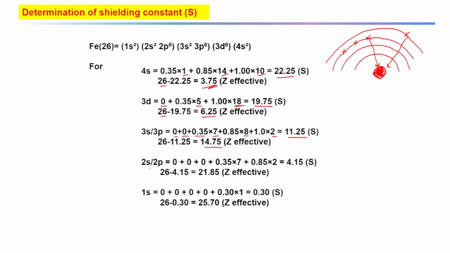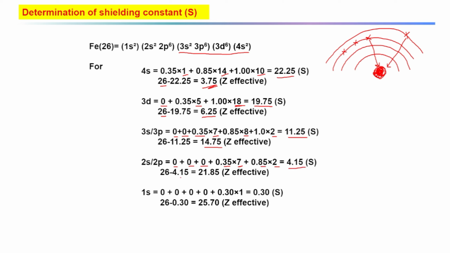Now if we calculate for 2s and 2p, all this right hand part will be 0. So we have 0 for 4s, 0 for 3d, and 0 for 3s, 3p. In the 2s and 2p, we have 8 electrons in total. So each electron will see there are 7 other electrons. So 7 other electrons will impart 0.35 shielding constant, and the 2 electrons in 1s2 will impart 0.85 as the shielding constant.